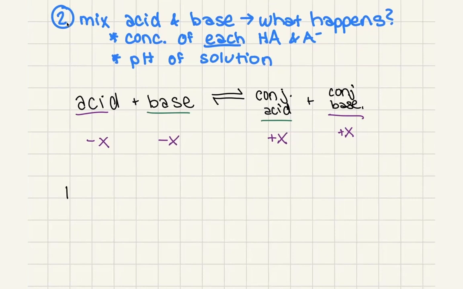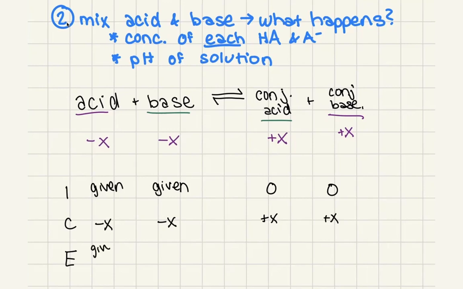So what we could do is write out our ICE table again. Remember, that's the initial, the change, and the equilibrium. So here our initial concentrations, we're going to be given the amount of the acid, we're going to be given the amount of the base, and then for the conjugates, we're going to have zero of each of these. So our change in acid is going to be minus X, minus X. Then we have a plus X and plus X. And then at equilibrium, we're going to be left with our given minus X and our given minus X and our plus X and our plus X.